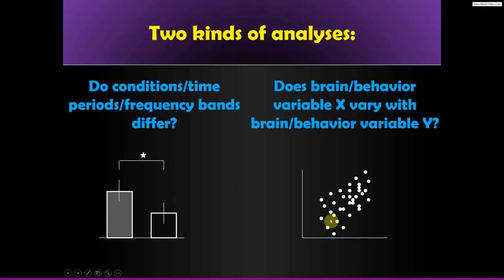versus a more continuous-based analysis. So now you're asking the question, is there a continuous relationship between this random variable and this random variable? Let's say this is some measure of personality, so each dot is a subject. You want to know, do people with higher extroversion have more brain activity in response to pictures of parties or something like that? So this is a continuous analysis versus a discrete analysis. I think it's fairly straightforward.